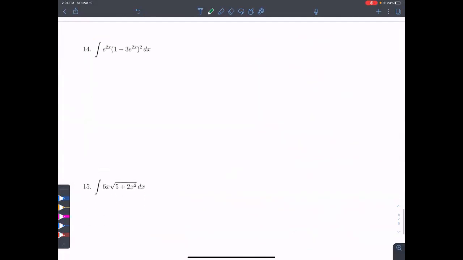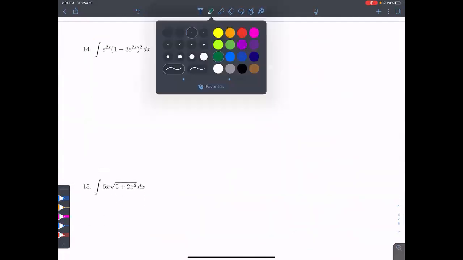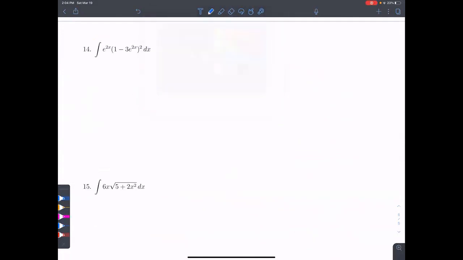Number 14, the inside function here is this. Let's see if that works. If we let u be that, do we have the du present? So 1 minus 3e to the 2x. Du would be negative 3e to the 2x times 2 dx. So this would be negative 6e to the 2x dx, which we are pretty close to having. We have e to the 2x dx.